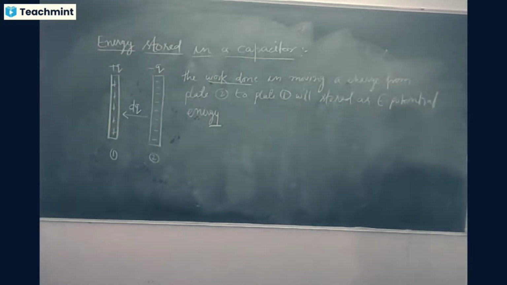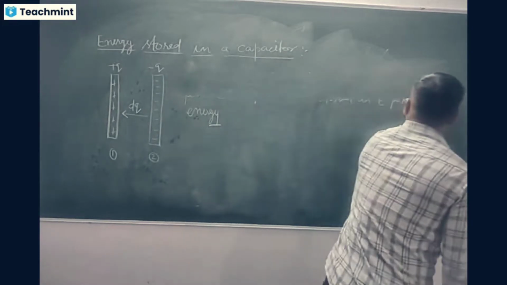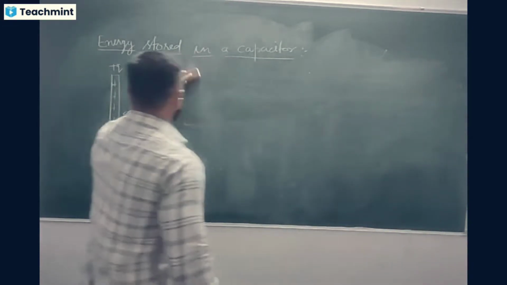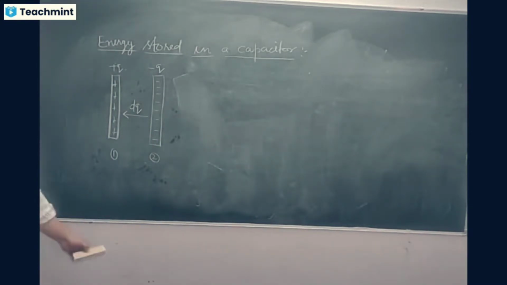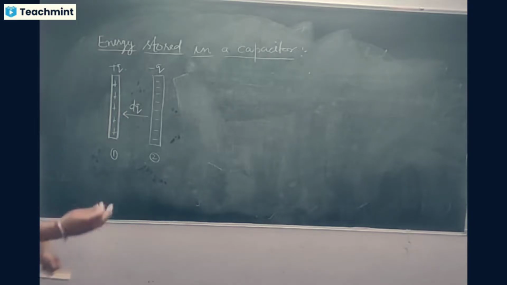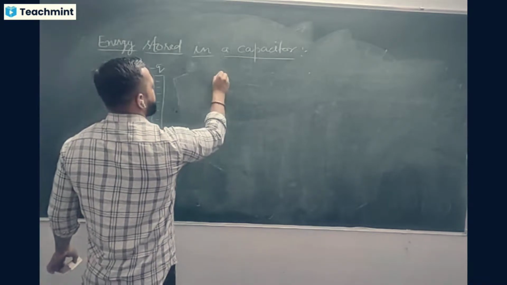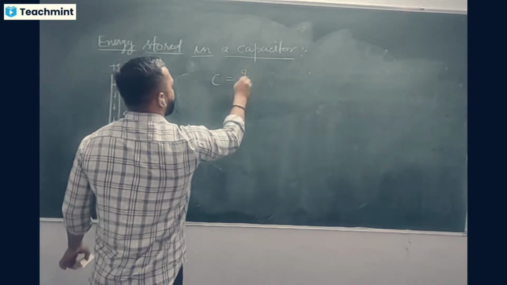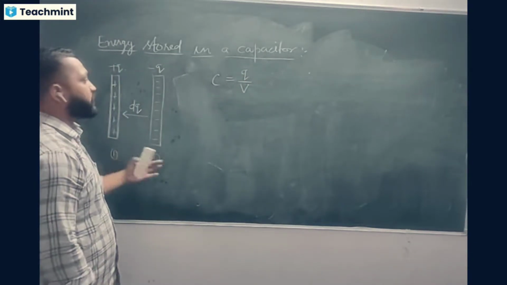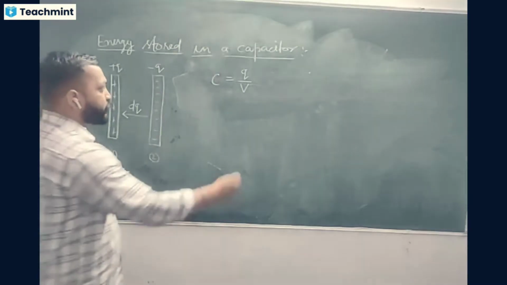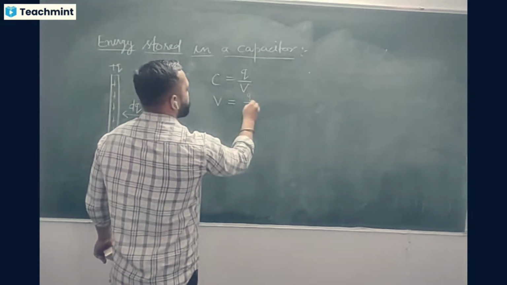So now let's find out what the work done is and what the formula for the energy is. First of all, this is a parallel plate capacitor, so it has some potential and some capacitance also. Generally, the formula of capacitance is C equals Q upon V, where C is the capacitance, Q is the charge, and V is the potential. So from here, the value of V will be Q upon C.